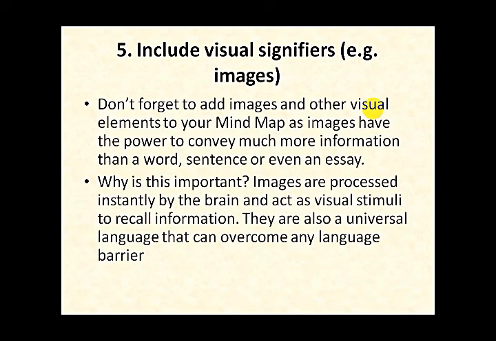Include visual signifiers, for example images you can add in. Don't forget to add images and other visual elements to your mind map as images have the power to convey much more information than a word, sentence or even essays. What is important, images are processed instantly by the brain and act as visual stimuli to recall information. They are also a universal language that can overcome any language barrier. You see, it freely allows a person in the world to use visual stimuli to recall information.